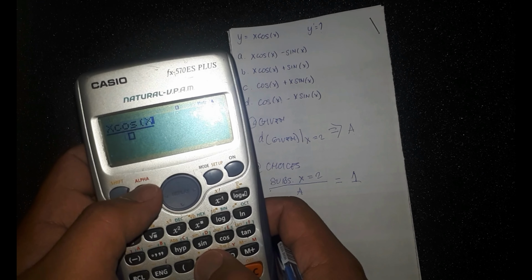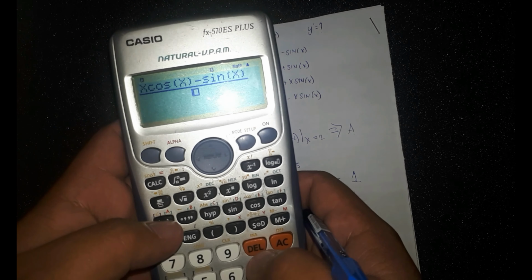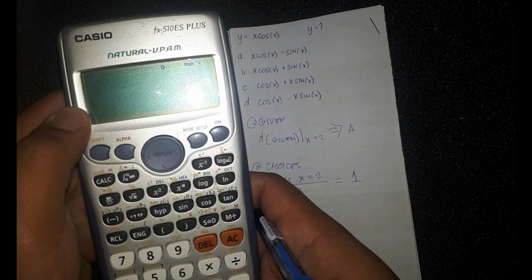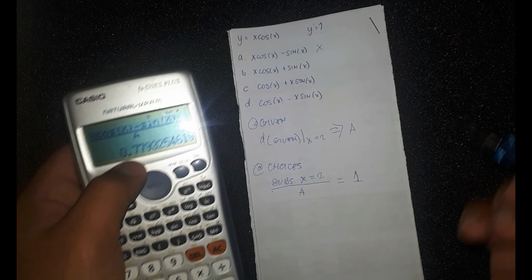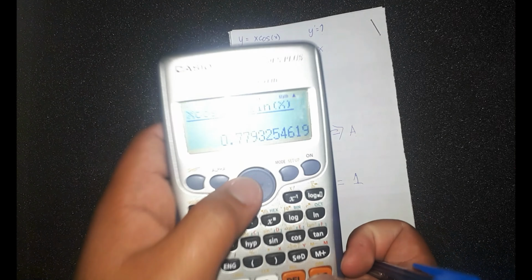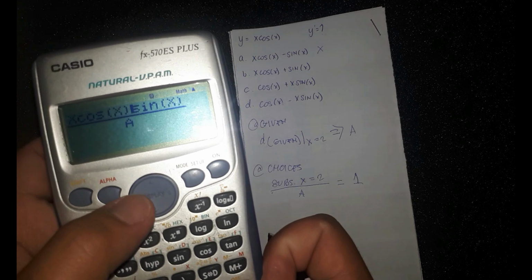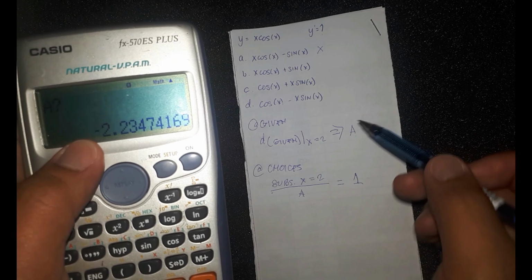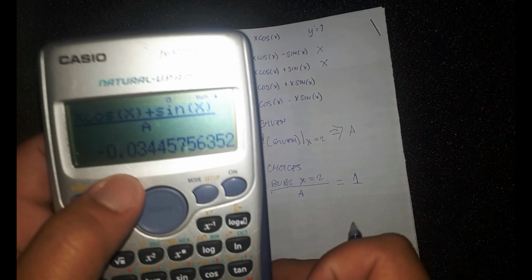X cosine x minus sine x all over alpha A. Calc x is equal to 2 and it is 0.678. So this is not equal to 1. It's not the answer. So let's go to choice B. X cosine x plus sine x, calc x is equal to 2 and still the value of A, 0.03, so it's not the correct answer.